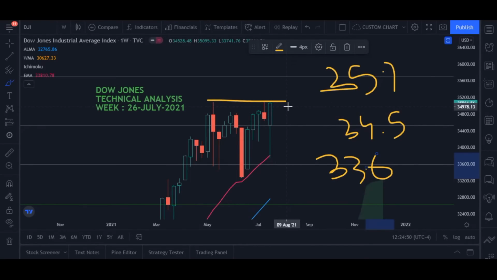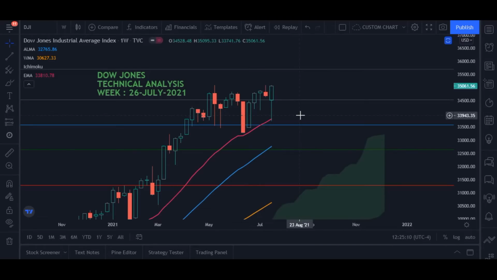Now let's talk about the technical indicators on the weekly chart. In the technical indicators, we have first the moving averages. If you see these three moving averages, one is EMA, one is ALMA, and one is WMA, there is a clear fan out, very heavy fan out. And also the index bounced back after hitting the moving average EMA. In this case, it bounced back and then it formed a very heavy bull candle.